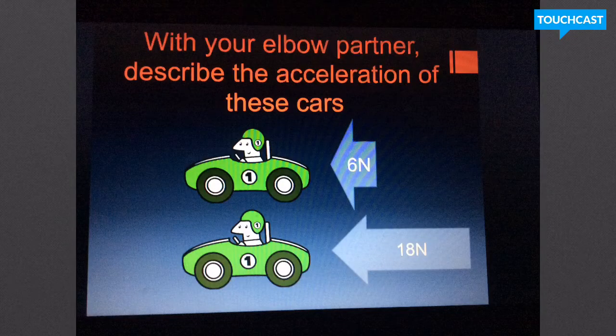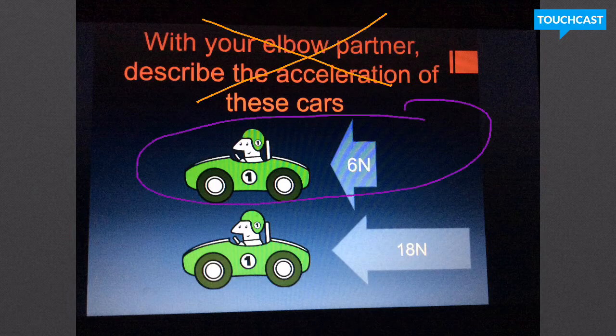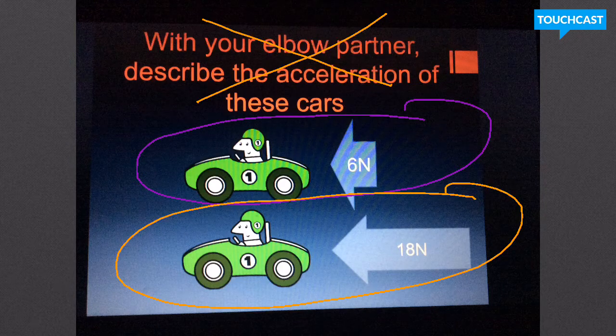So let's look at this. The amount of force, in addition to the mass, affects how the object would accelerate. Now I know this says with your elbow partner, but let's ignore that. We don't need to worry about that. Okay, we're looking at these 2 cars. The cars obviously have equal masses, but they're being pushed with different amounts of force. This car is being pushed with 6 newtons, while this one is being pushed with 18.